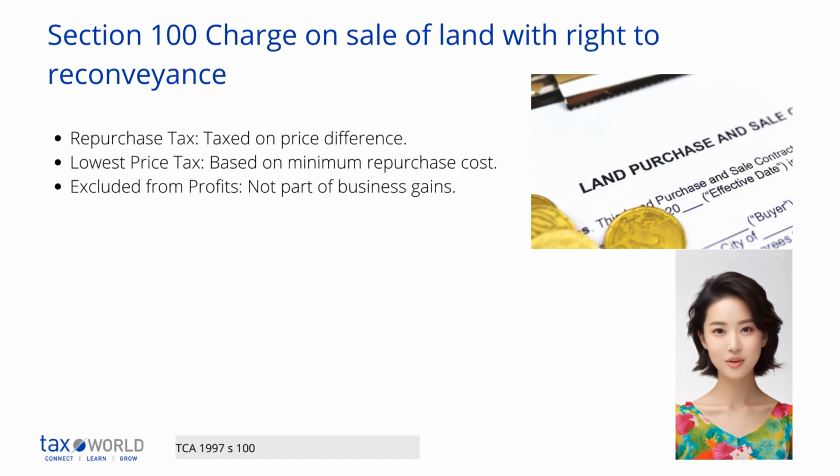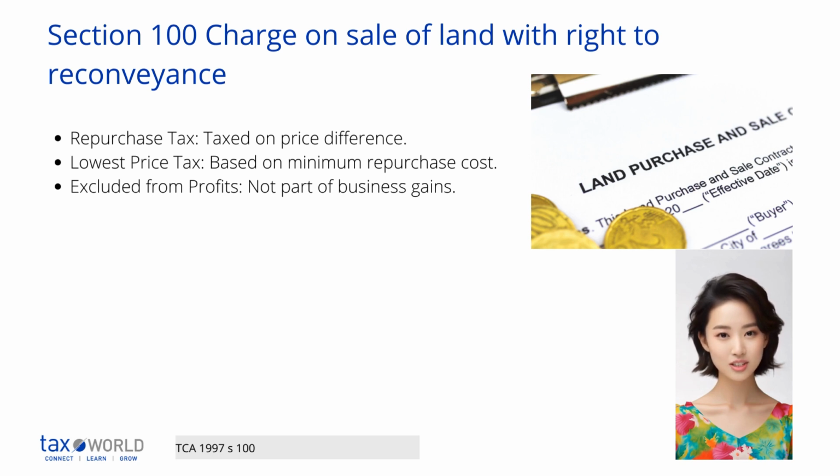If the seller can repurchase the property 2 or more years after the sale, this difference is taxed as if it were a lease premium. If the buyback price can change depending on when the property is repurchased, the lowest possible buyback price is used for tax calculations. If it turns out that too much tax was paid because the actual buyback price was higher, the excess tax can be claimed back within 4 years.